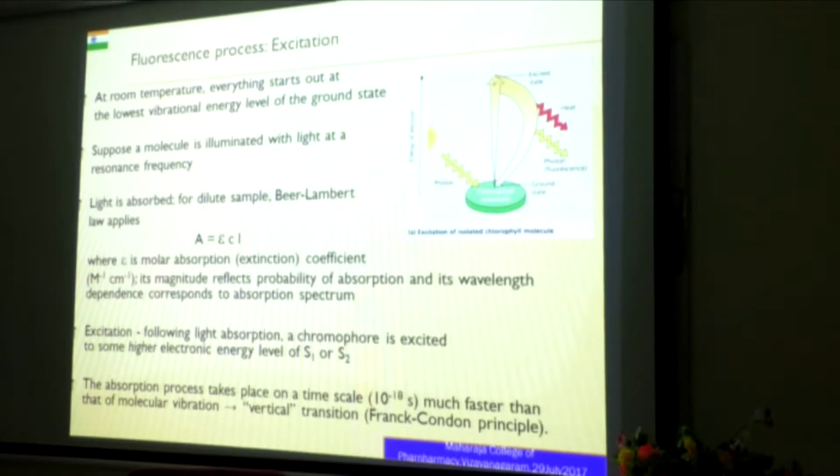Suppose a molecule is illuminated with light at a resonance frequency. Light is absorbed, and then you use Beer-Lambert's law, which you apply to find how much light. You will be using this regularly in your studies. Even B-Pharmacy students use this equation to quantify several drugs and other things by UV visible spectrophotometry. Excitation following light absorption: a chromophore is excited to some higher electronic energy level, S1 and S2.